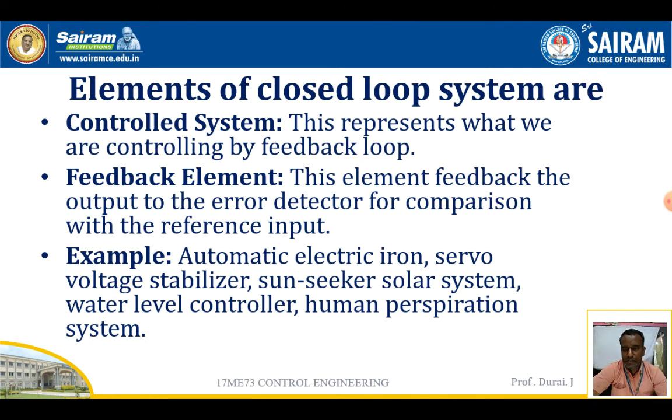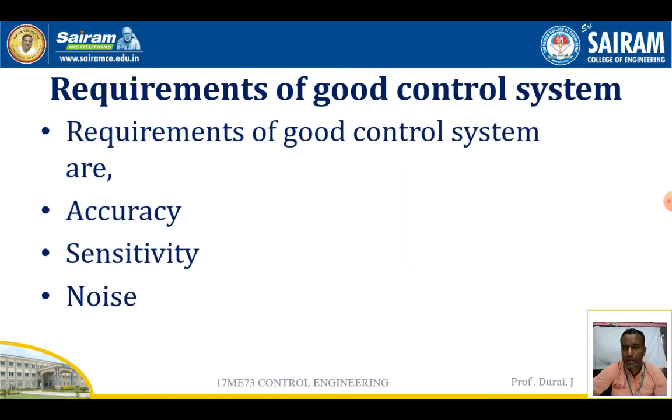Other examples are the servo voltage stabilizer, sun seeker polar system, water level controller, and human perspiration system. The water level controller also regulates this. Suppose more water comes in, it provides only the required water level, so that it is controlled. You can give these as examples of closed loop systems.